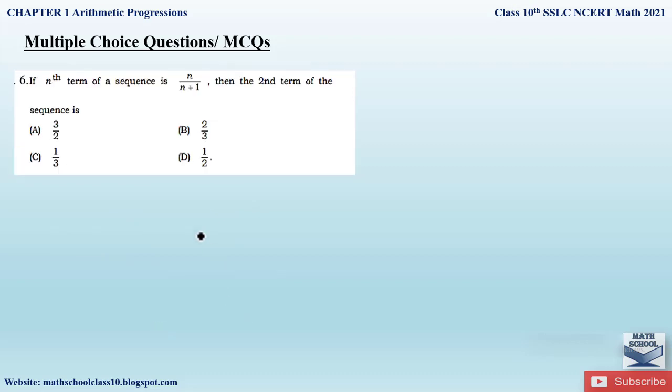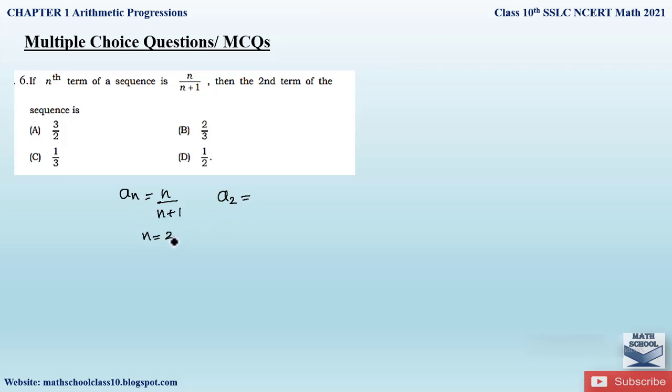Now coming to our next question, that is question number 6. If the nth term of a sequence is n by n plus 1, then the second term of the sequence is. So here they have given us the nth term, that is an. They have given us the an value as equal to n by n plus 1. And now they are asking us to find out the second term. So we have to find out the second term by substituting the n value as equal to 2.